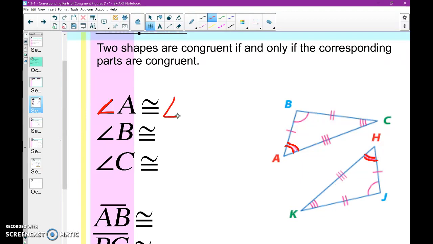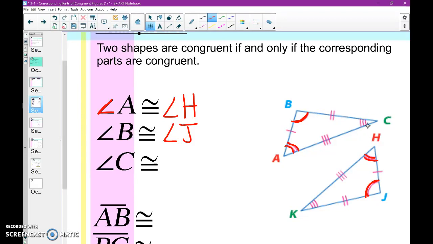So angle A is congruent to angle H, just like that. If I do the same thing with B, this one has one arch, and J has one arch. That means that they are congruent to each other. This is the symbol for congruent, by the way: an equal sign with a little swirl on top.